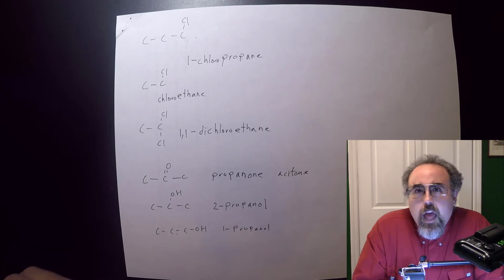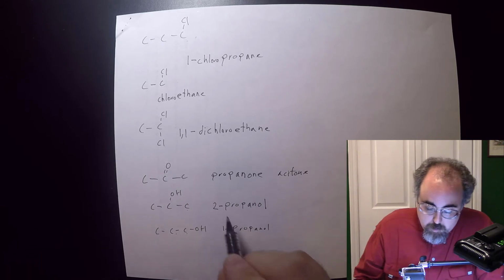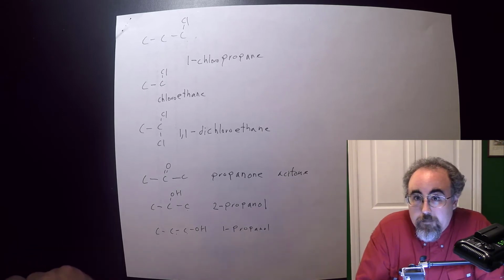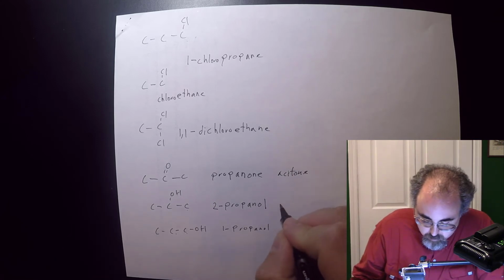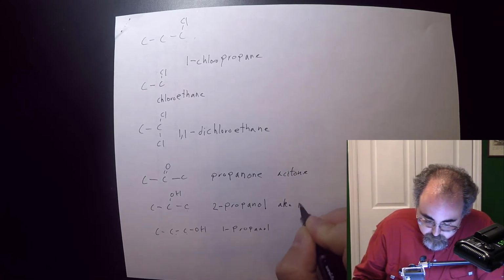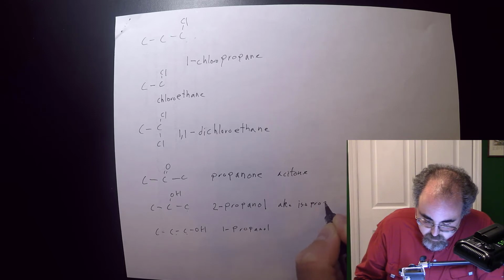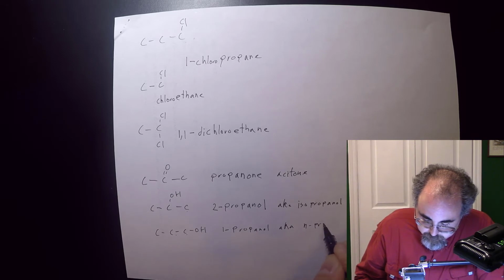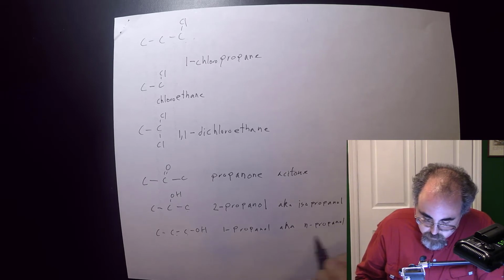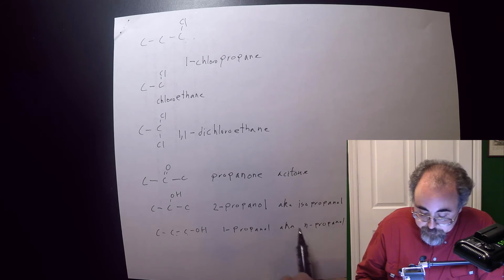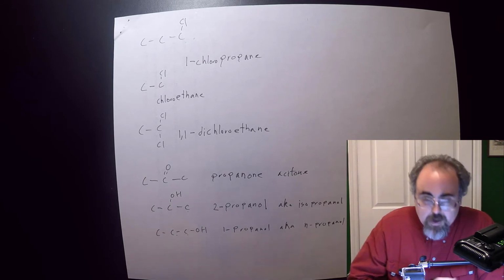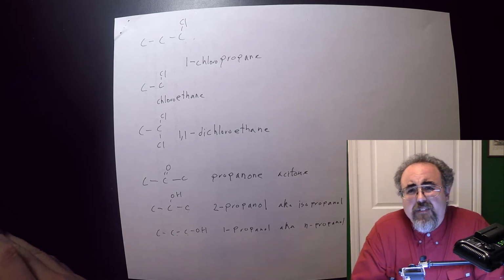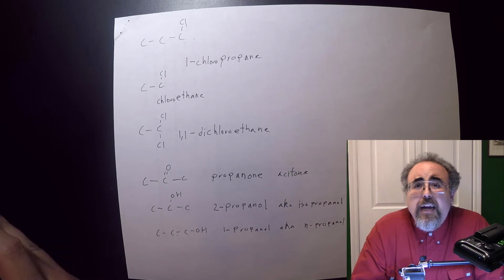Yay. Now I should point out that 2-propanol is quite often sold commercially by a different name. It is called isopropanol. And this one you will occasionally see as n-propanol, although this is very rare in general. The iso means that you're one from the end, so basically it's a fancy way of saying the 2 carbon.